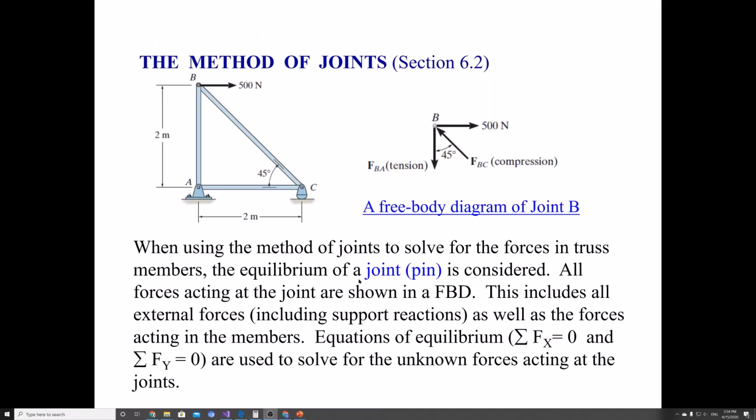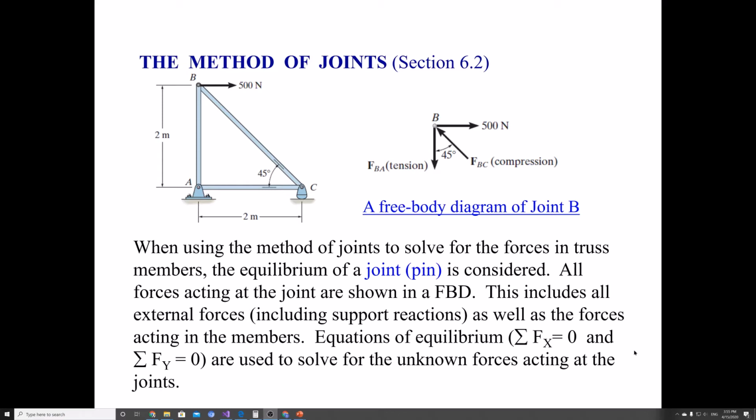Okay, as before, method of joints. Here's an example, and in this case you want to solve for the forces in the truss members. Same as before, we're going to do an extra step as we go through. So let's say we're trying to figure out the forces in these members. What's the force in this member? What's the force in this member? And what's the force in this member? We also want to figure out if they're under tension or under compression.